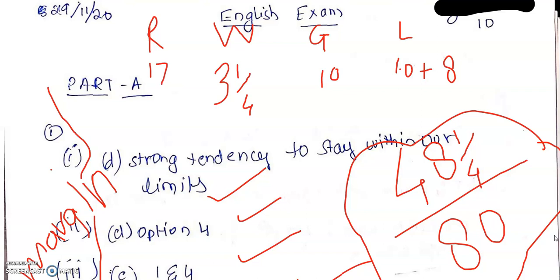We are going to use the strategy of 1 star and 3 wishes. That is, we will identify one good quality in this answer paper, and 3 wishes means 3 suggestions for improvement. We will suggest how this candidate can improve the presentation as well as the overall response of this sheet.